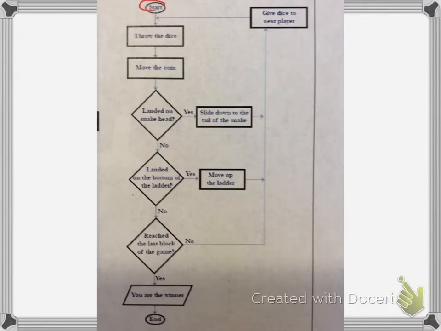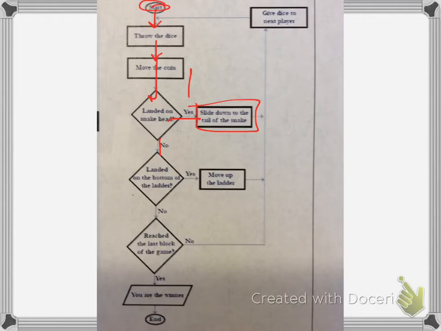But up here it says start, and then it says throw the dice. And then it says move the coin. Coin meaning the thing that you pick to represent yourself. Anyways, it says move the coin. So throw the dice, move the coin. Then it says, did you land on a snake head? If the answer is yes, then you slide down the tail of the snake.